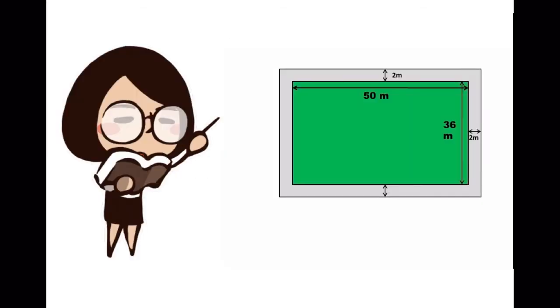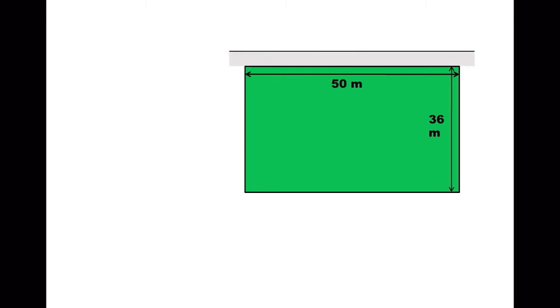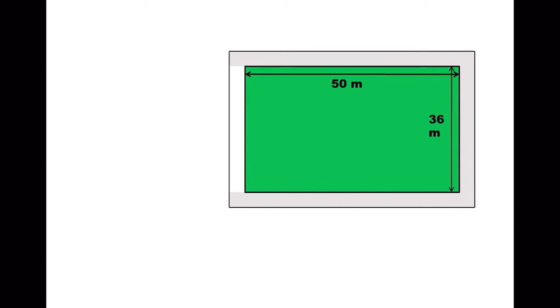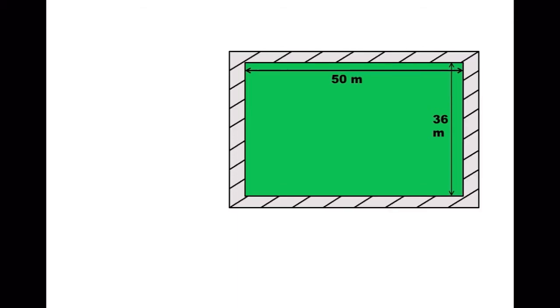So today we'll be doing the question in which a rectangular lawn is given to us whose length is 50 meters and whose breadth is 36 meters. A path is running all around it on the outside. This grey portion shows the path that is running all around the park, and the width of the path is 2 meters. Now the question is that we have to find the area of the path, that is the area of this shaded portion.